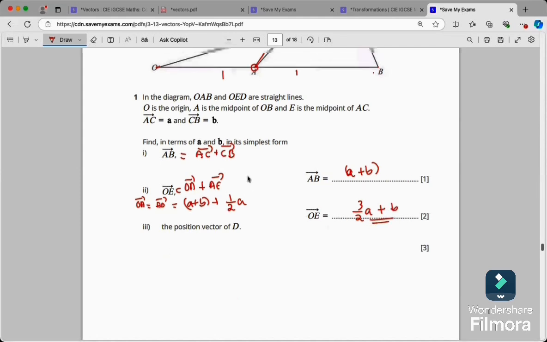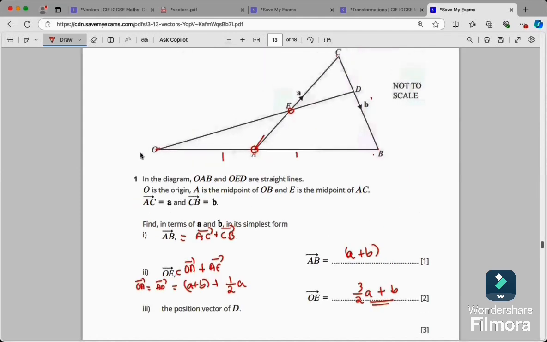The position vector of D, where is the D over here? So O to D you wanted to calculate. You can go all the way from O to B and B to D, or you can go O to E, E to C, and C to D.